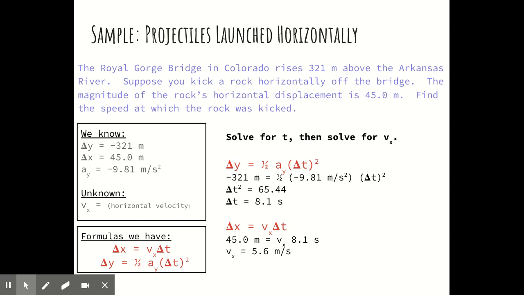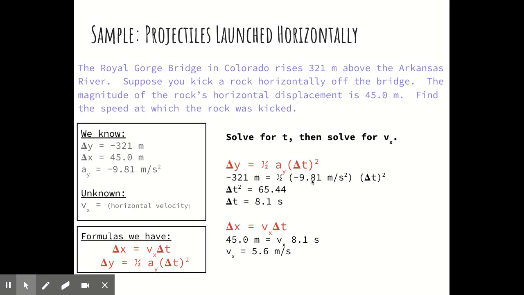So we know that in order to solve for velocity, the Vx, because that's what we need, we have to have the horizontal displacement and the time. We don't have the time. So we're going to use the other formula first to solve for time.